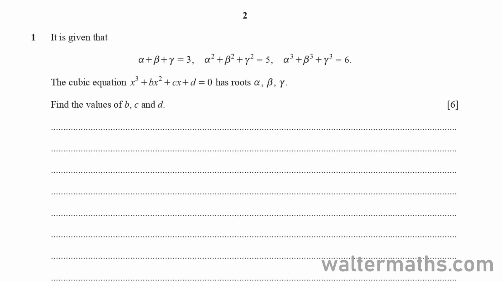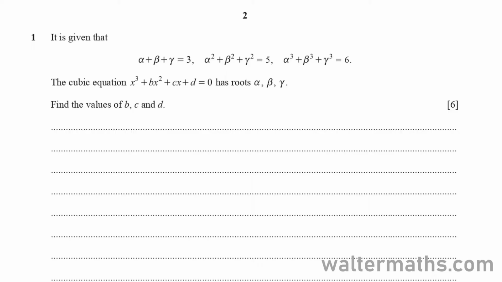Question number 1. It is given that alpha plus beta plus gamma is equal to 3, alpha squared plus beta squared plus gamma squared is equal to 5, and alpha cubed plus beta cubed plus gamma cubed is equal to 6. The cubic equation x cubed plus bx squared plus cx plus d is equal to 0 has roots alpha, beta, gamma. Find the values of b, c, and d.